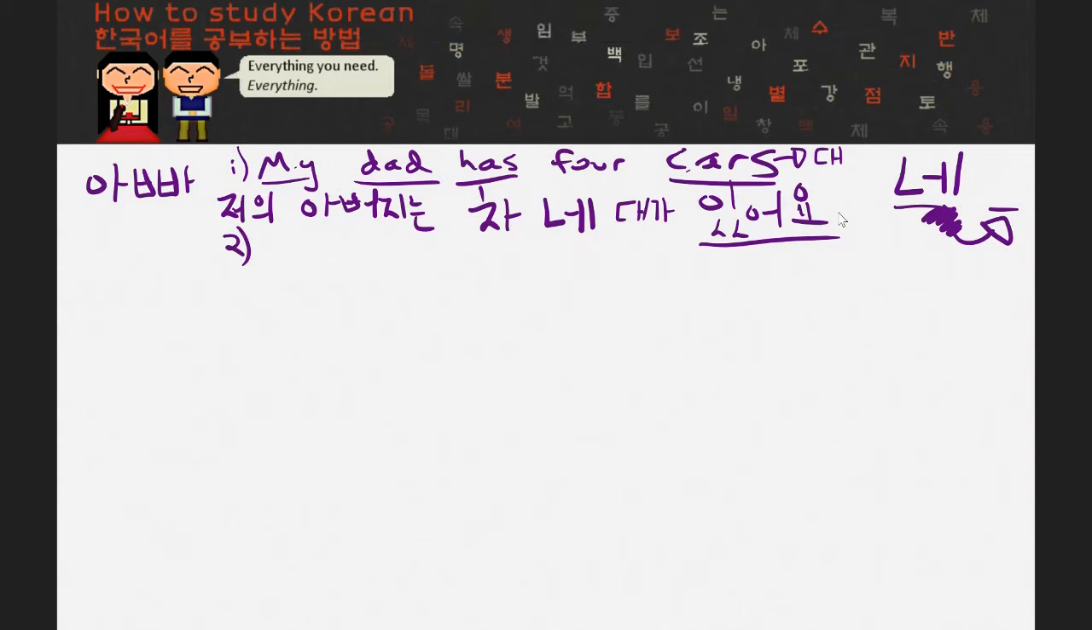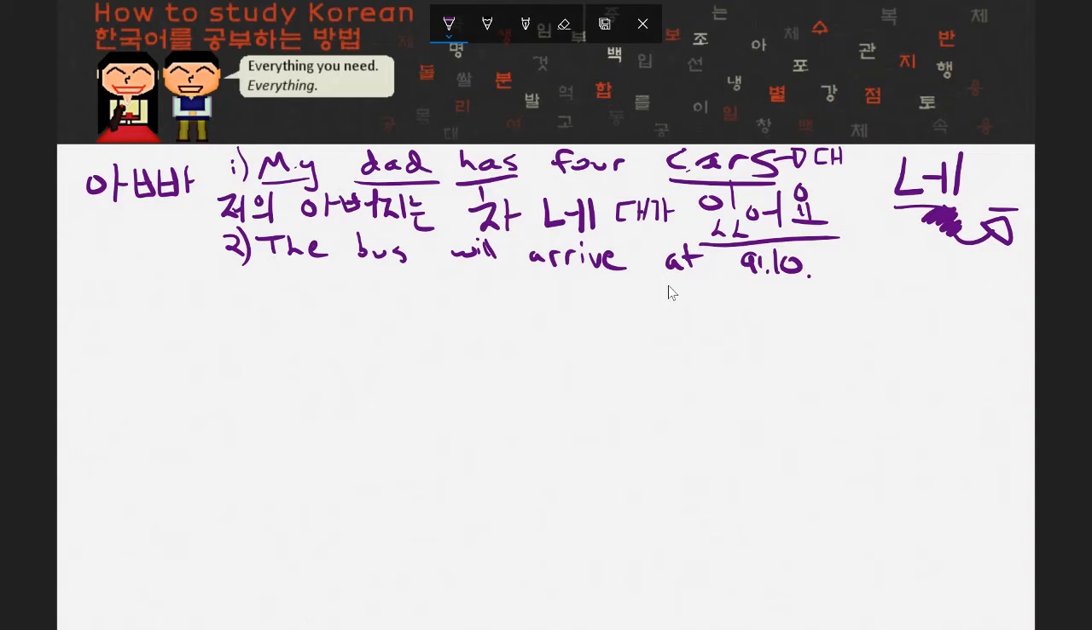The second sentence I would like you to try is, the bus will arrive at 9:10. I'll give you 10 seconds and you can start now. Okay, the way to say bus in Korean is the very simple 버스. There is no real way to say the bus or a bus. You just simply start the sentence using the word bus. And that's the subject of the sentence, so I'll put this here.